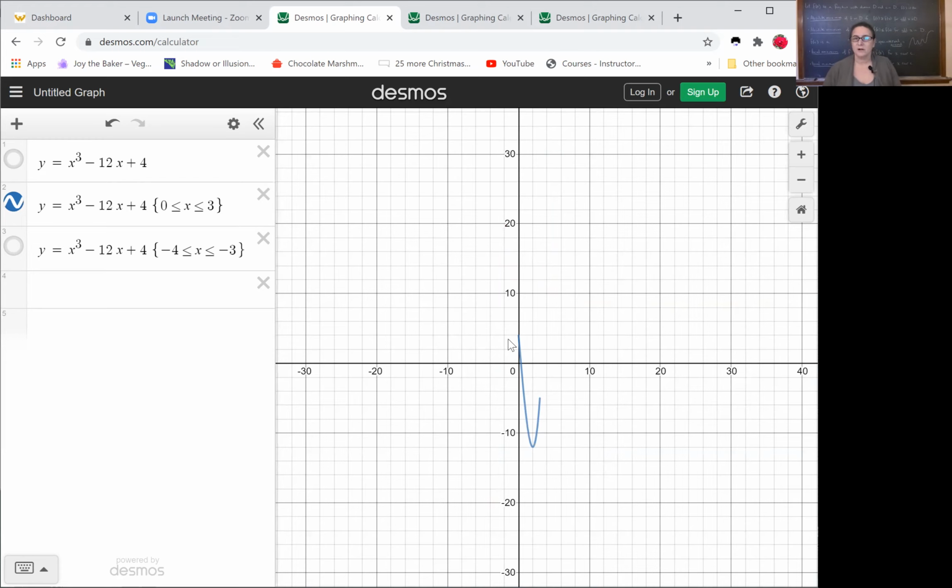Now I have this function on this restricted domain, which is a closed interval, by the way, right? So I can see the biggest it gets is going to be here at 0. So my maximum value is 4. And the smallest it gets is this point in the middle. So my minimum value is negative 12.